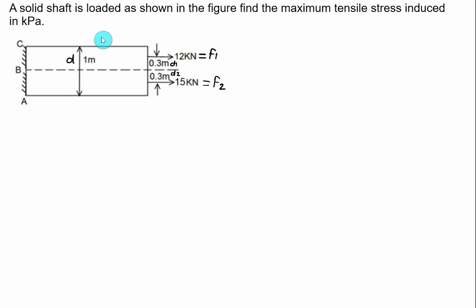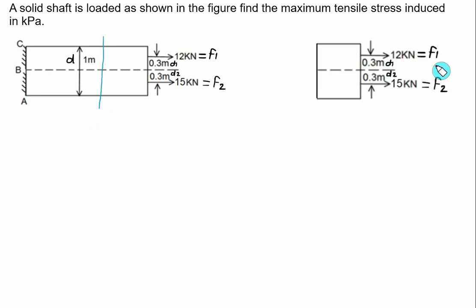Total diameter is given as equal to 1 meter, and we want to find here the maximum tensile stress produced. So let's cut this bar here and show the internal reaction. In this figure we have two external forces acting, F1 and F2. We have to show here the internal reaction. These two forces are acting to the right, so the internal reaction will be equal to F, and we'll assume the direction of F is leftward.